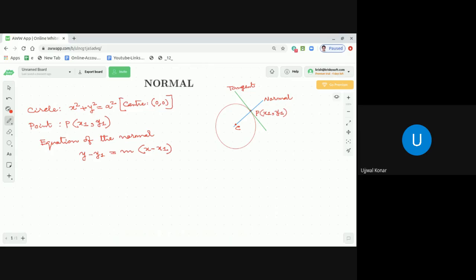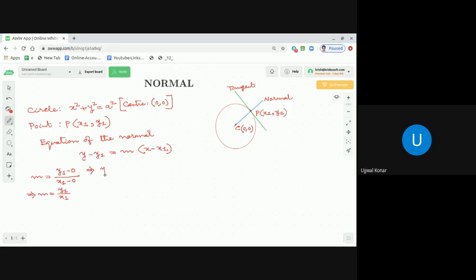Now, how to find the slope of that normal? In this case the center is at 0, 0, so we can easily find the value of m. That is equal to the difference of the y coordinates, y1 minus 0, divided by the difference of the x coordinates, x1 minus 0. So the value of m is y1 divided by x1, and we will apply that value of m in this equation.